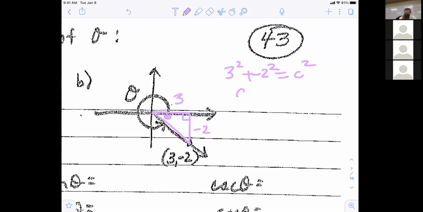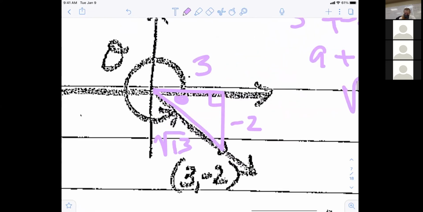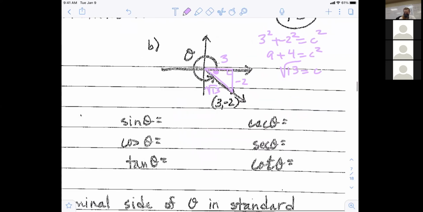3 squared is 9, -2 squared is 4. All right, I get kind of a gross radical, but that's okay. And I would actually rather have a radical that I don't have to simplify. For right now, for these problems, I don't need you to rationalize. So when we're about to fill this in, you do not need to get rid of the radical in the denominator.